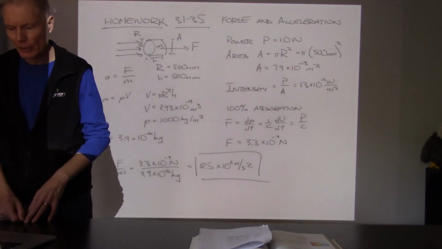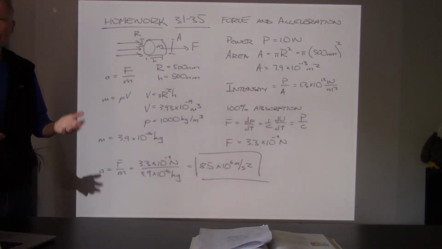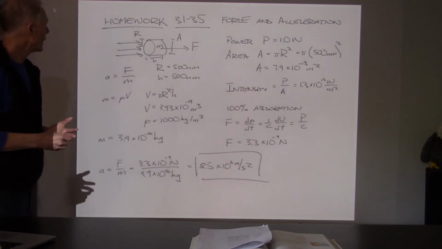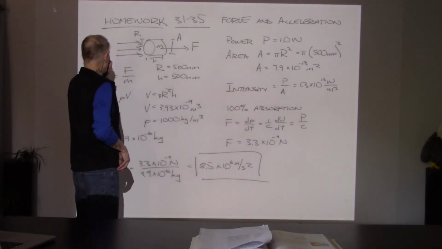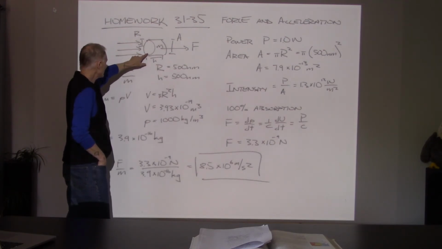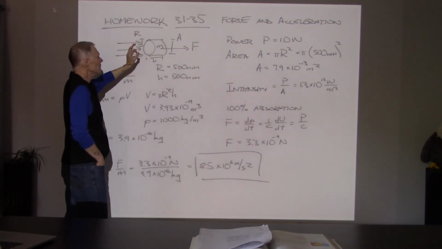Finally, I guess, here is our last problem. And this was kind of a fun example. We did one similar to this in lecture. What we're going to do is take a beam of light and use that to push around a tiny, tiny object.